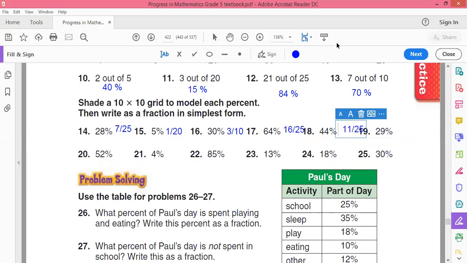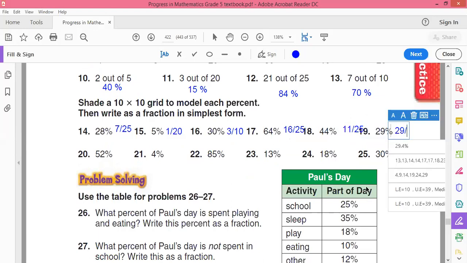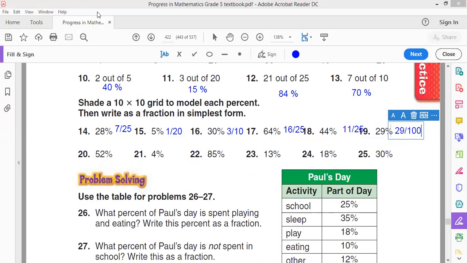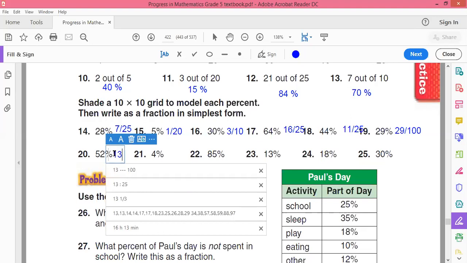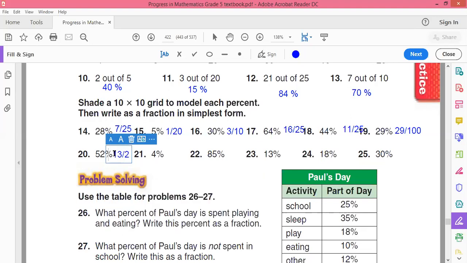So you know how to do this one, right? Yes. Okay, let me write down 29 over 100. It will be the simplest form. We cannot divide 29 and 100. 52 over 100 means we can divide it by 4. It will be 13 over 25.